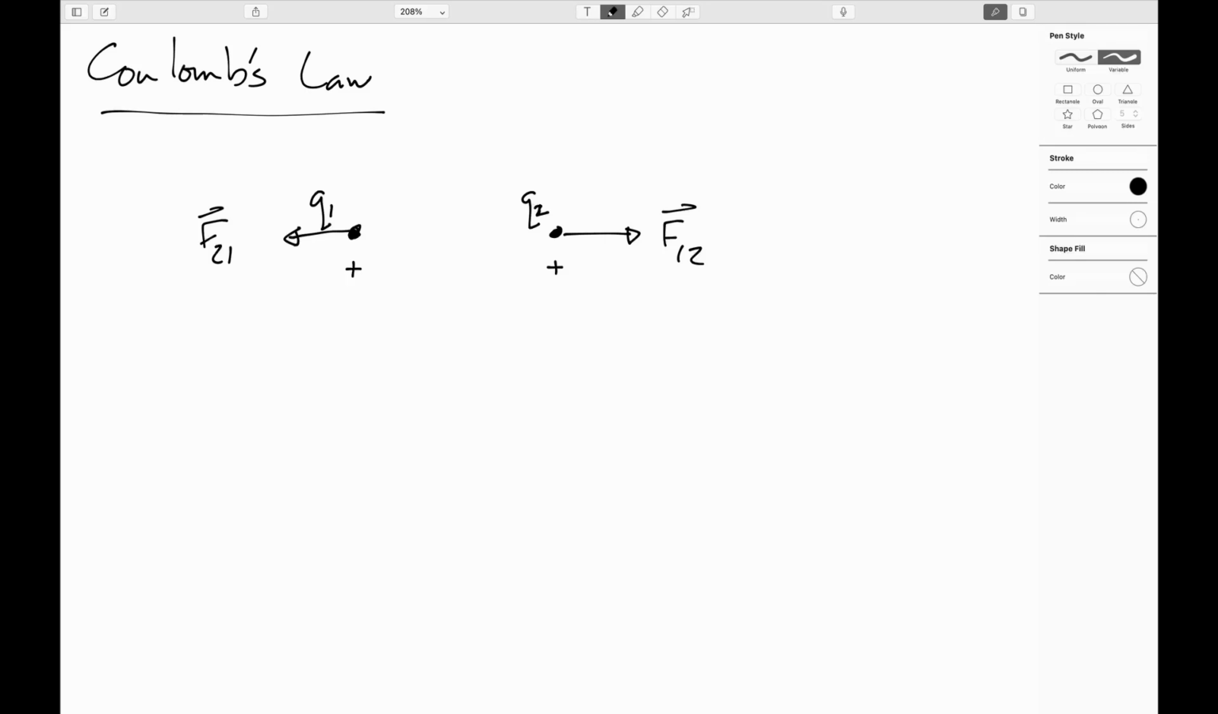In the last couple of videos, we've started to develop a qualitative feel for how the electric force works, and now we want to get more quantitative with it. We will start with Coulomb's law.